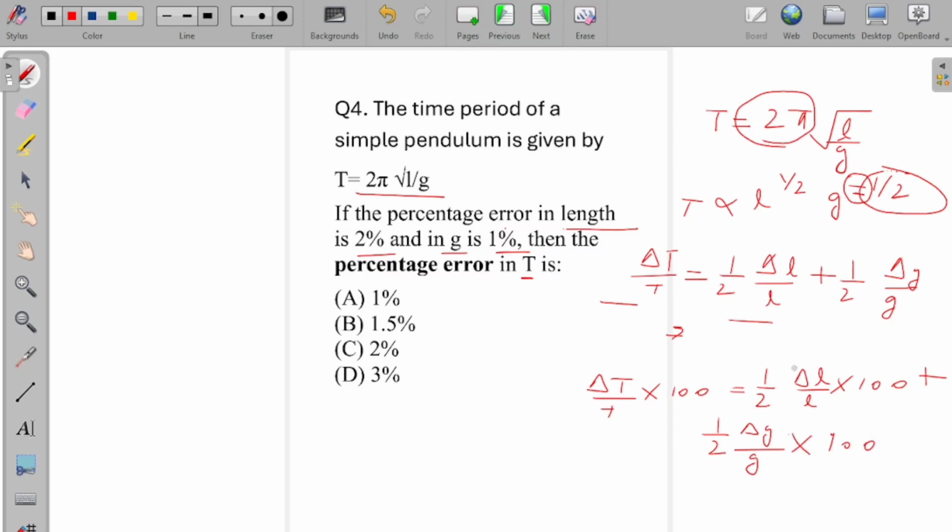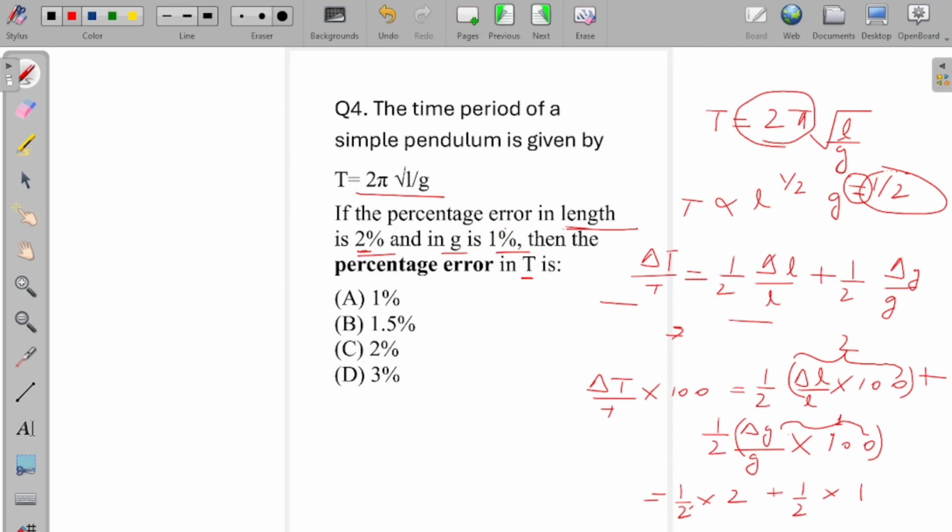Now we have this information given in the question. What information? The error in length is 2%. Percent error in length is 2 and this is 1 as given in the question. So we are putting these values in this expression and we will get the expression as this is equal to half into 2 plus half into 1.